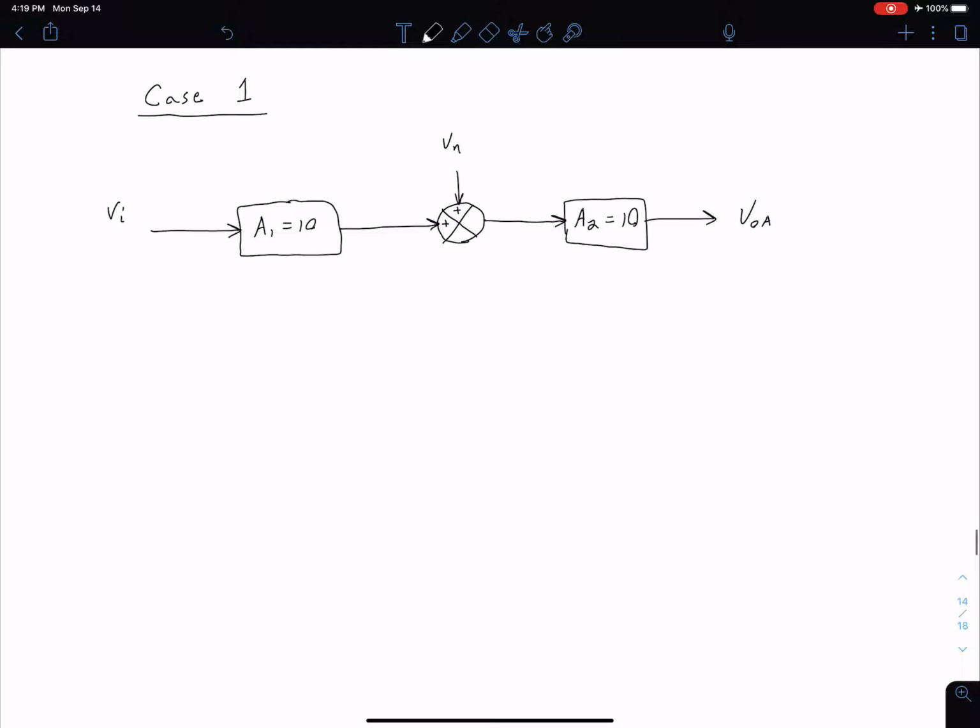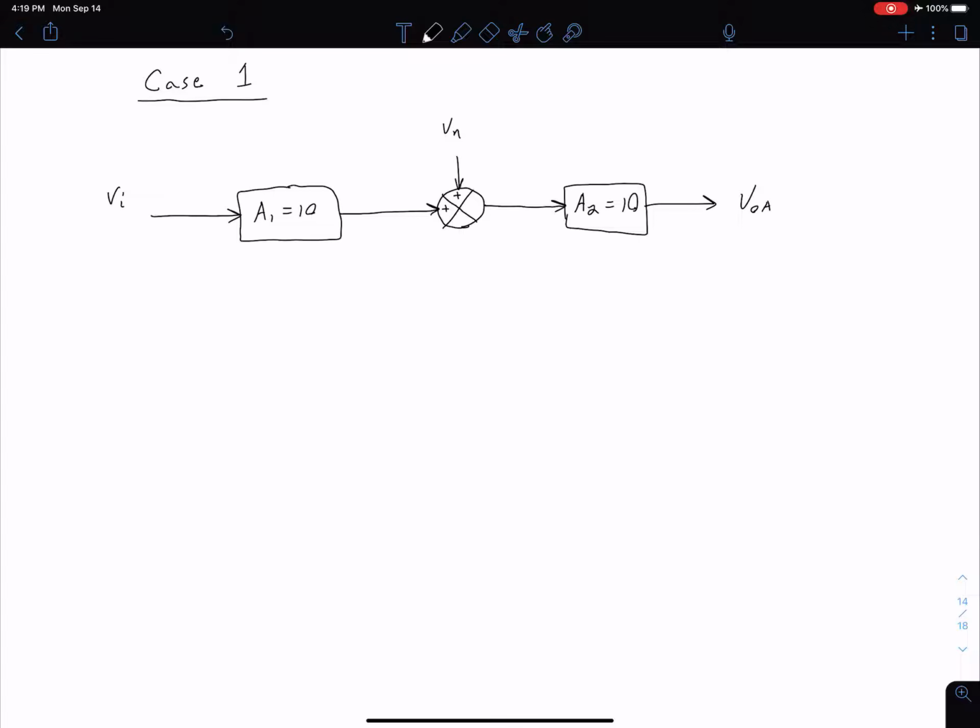Of course here we do not have any feedback, so let's calculate our output signal-to-noise ratio. Our output is V output A, and this is going to be partly due to this input voltage over here on the right, and partly due to this noise voltage, which is coming in between our 2 amplifiers. So we have our input signal, which is being multiplied by both gains, A1 and A2, and then we have our noise signal, which is just being multiplied by our A2 gain. If we plug in the values for these gains, we have 100 Vi plus 10 Vn.